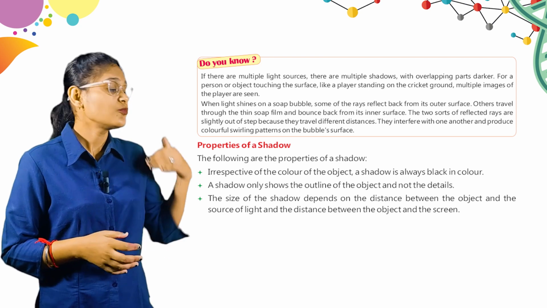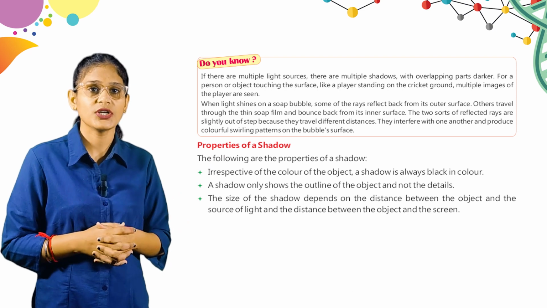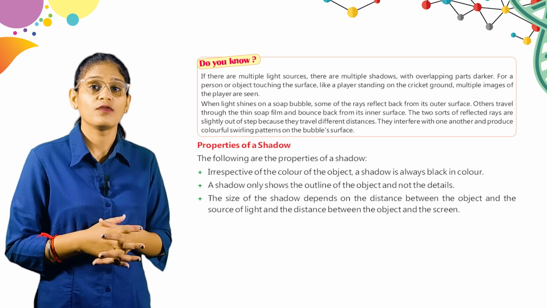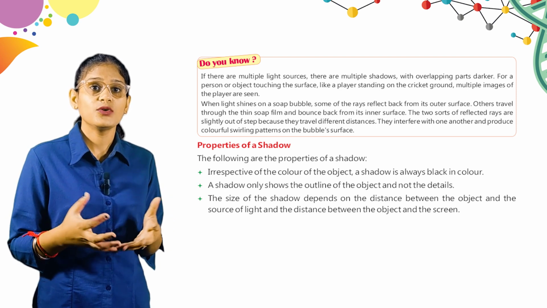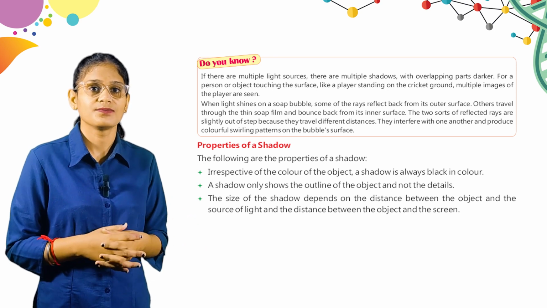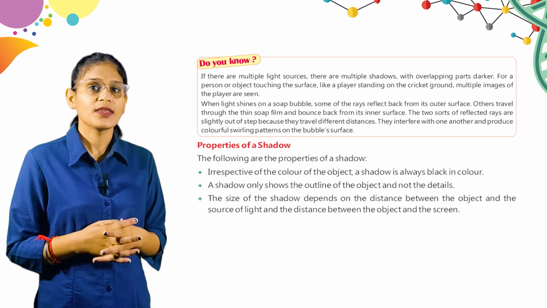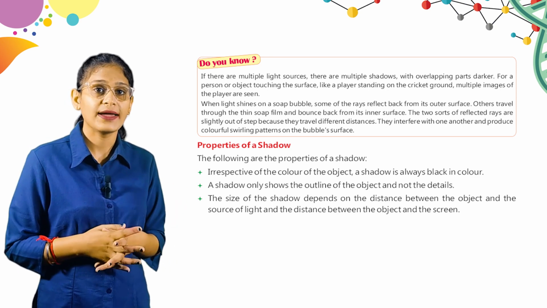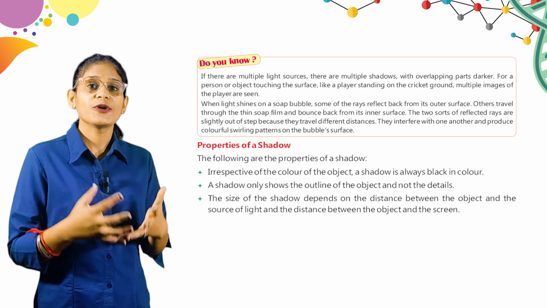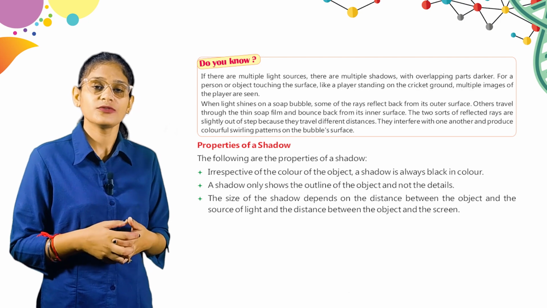Now we have properties of shadow. The following are the properties of a shadow. Irrespective of the color of the object, a shadow is always black in color. A shadow only shows the outline of the object and not the details. The size of the shadow depends on the distance between the object and the source of light, and the distance between the object and the screen. So student, these are the properties of shadow.